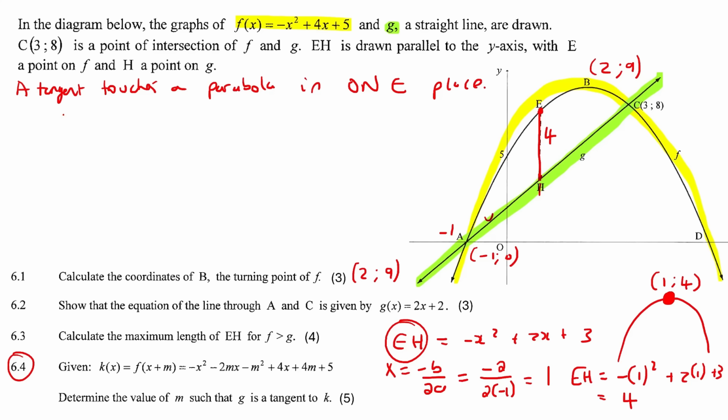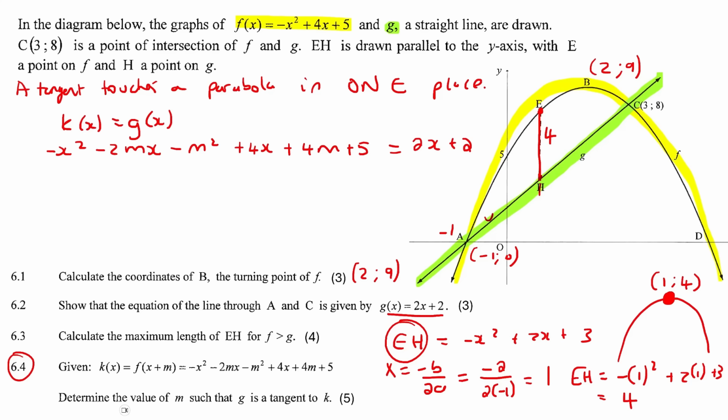So we're going to make k's equation equal to g's equation. That's going to be negative x squared minus 2mx minus m squared plus 4x plus 4m plus 5. Next time, why didn't they just give us the whole alphabet? Jeepers. And g's equation is 2x plus 2.